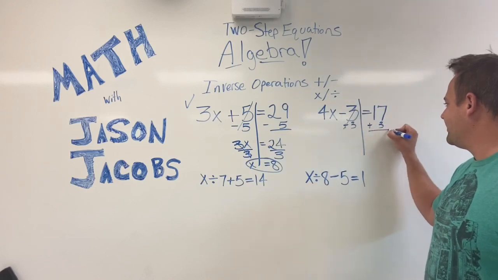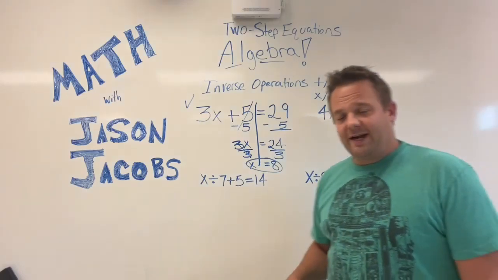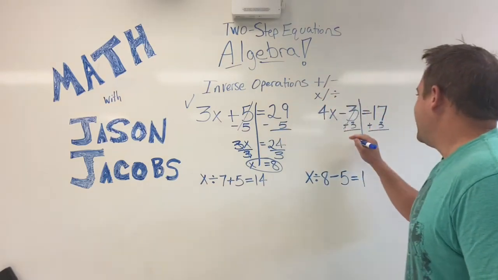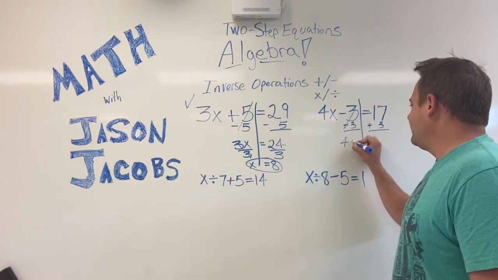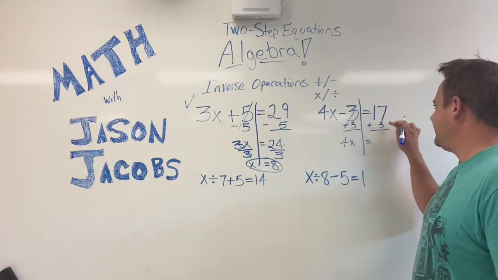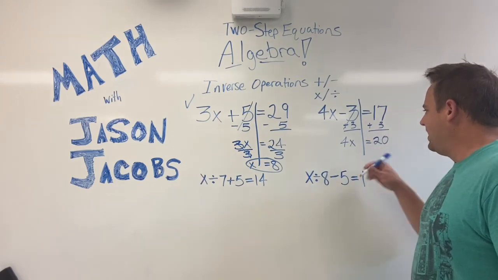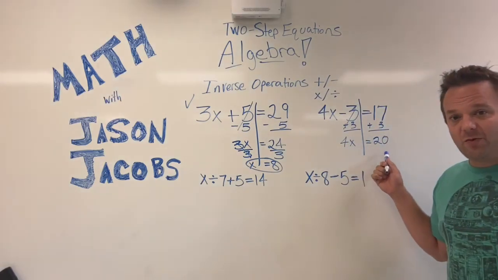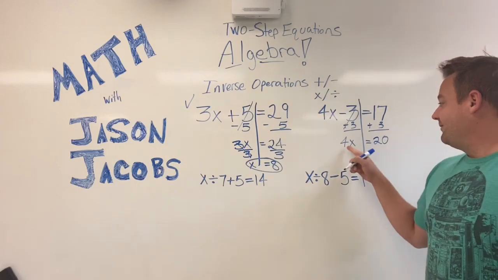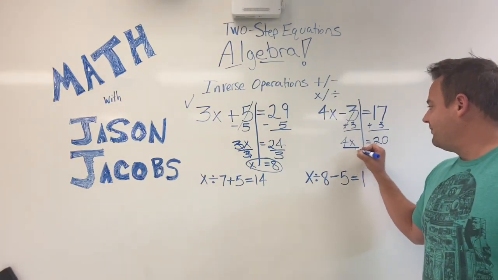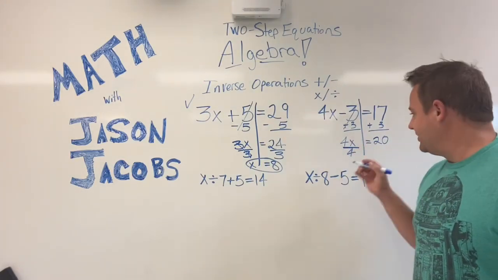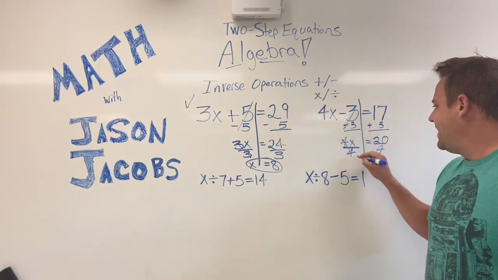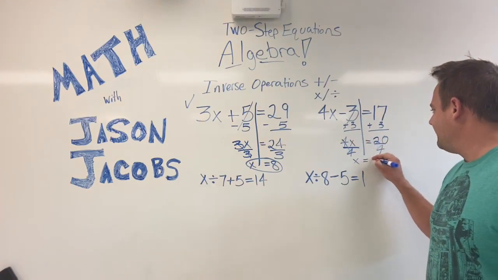Add 3 to this side of the equation. Whatever you do on one side, you have to do on the other. Now, we have 4x equals 17 plus 3 is 20. So 4 times what is 20? Well, the inverse of multiplying by 4 is dividing by 4. So you divide, with the fraction, divide by 4 on both sides, and we get x equals 5.